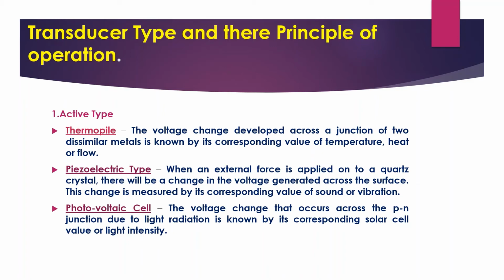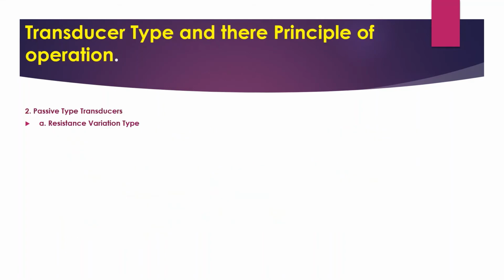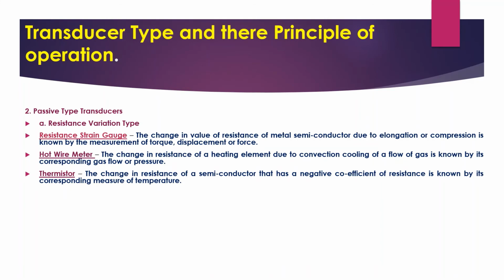So the next one is passive transducer. Of course there will be a number of examples. As I said, resistance, capacitance and inductor will be used as passive transducers. So in passive transducer, the first one is resistance variation type. In that, first one is resistance strain gauge.